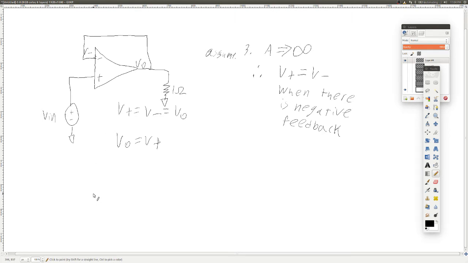So this is what we call an op-amp buffer. And it shields the signal source.